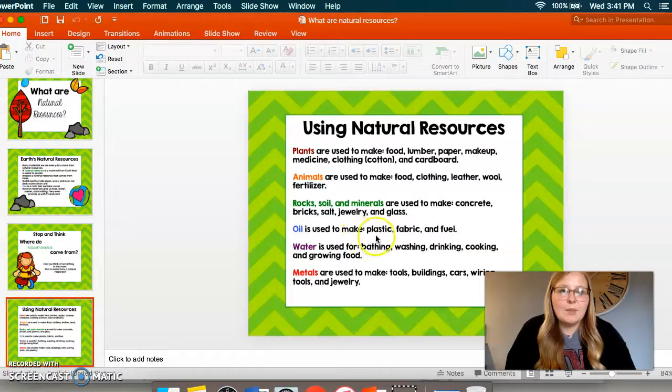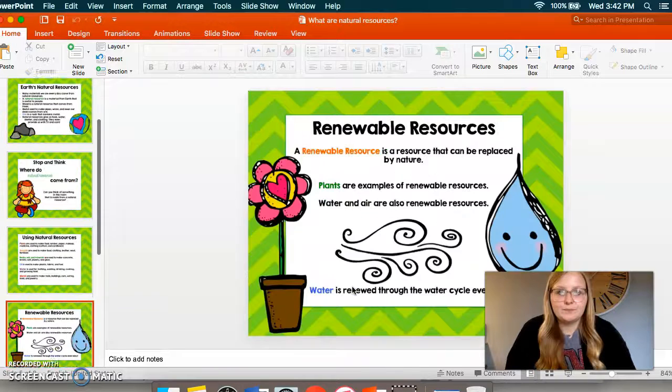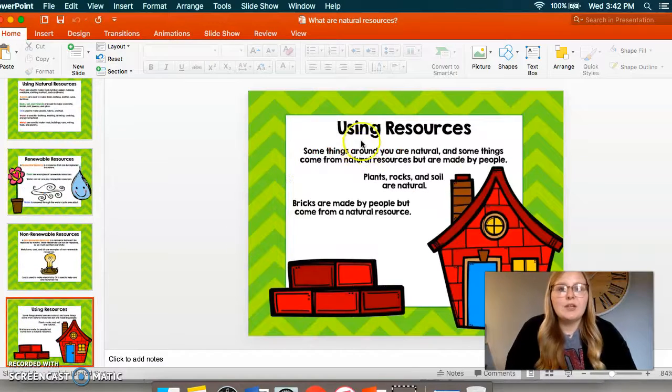Oil is used to make plastic, fabric, and fuel. Water is used for bathing, washing, drinking, cooking, and growing food. Metals are used to make tools, buildings, cars, wiring, and jewelry. Using resources. Some things around you are natural and some things come from natural resources but are made by people. Plants, rocks, and soil are natural. Bricks are made by people but come from a natural resource.